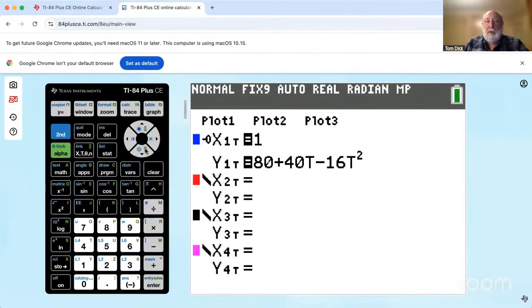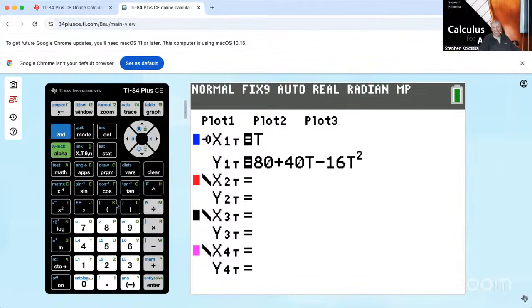Let's see. Yeah, we could. Is there a reason you wouldn't want to just use regular T? Well, that will make it quite wide. I was thinking if T goes between 0 and 1, then you'll kind of see the arc of the ball in some sense. I don't know. Let's see what happens with that.